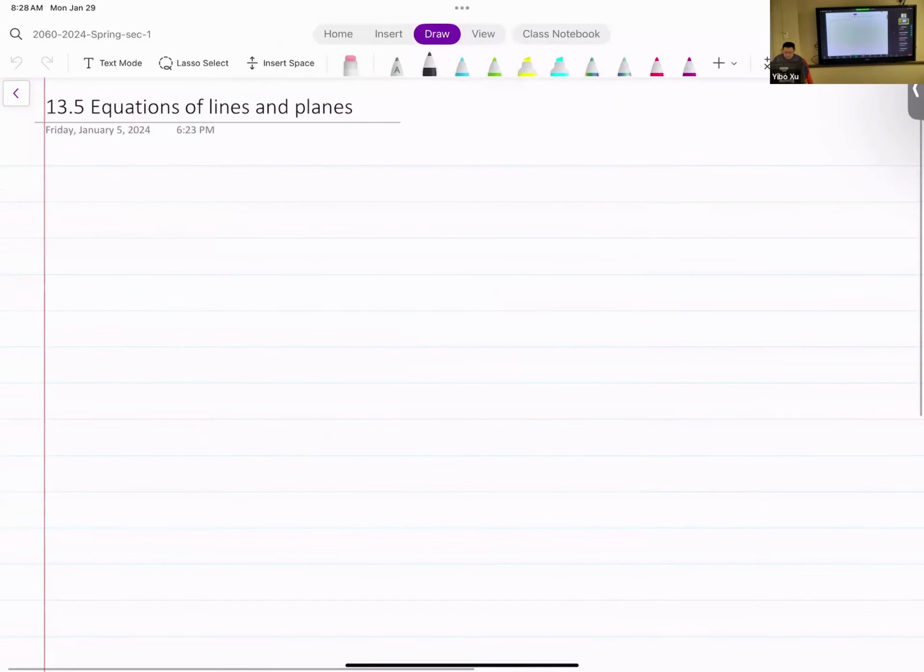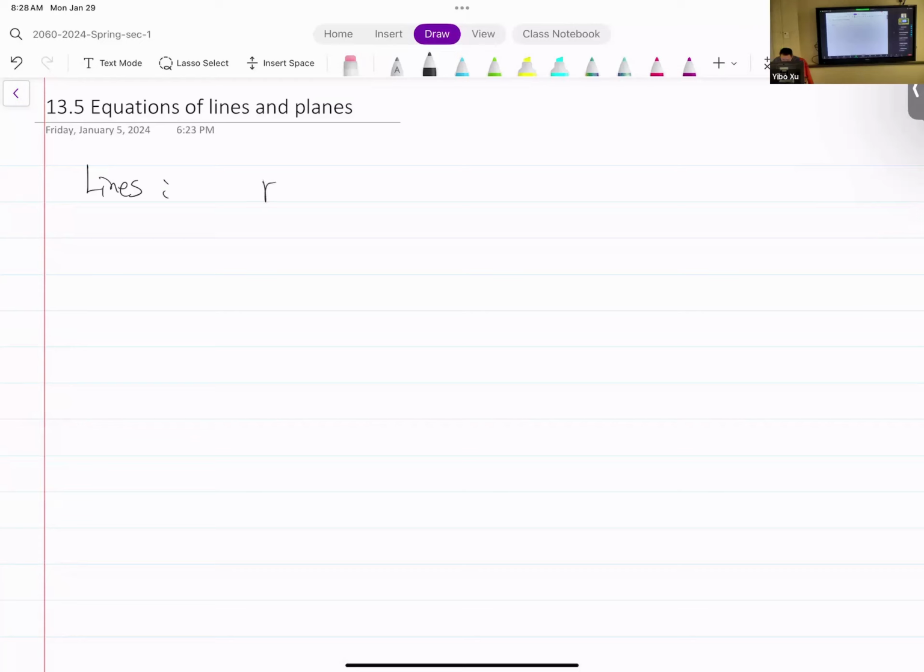The equations of lines and planes. Lines are relatively more straightforward, but planes indeed will require knowledge of the plots. So let's quickly give you the formulas that are needed for this section. For lines, there are a few equations.